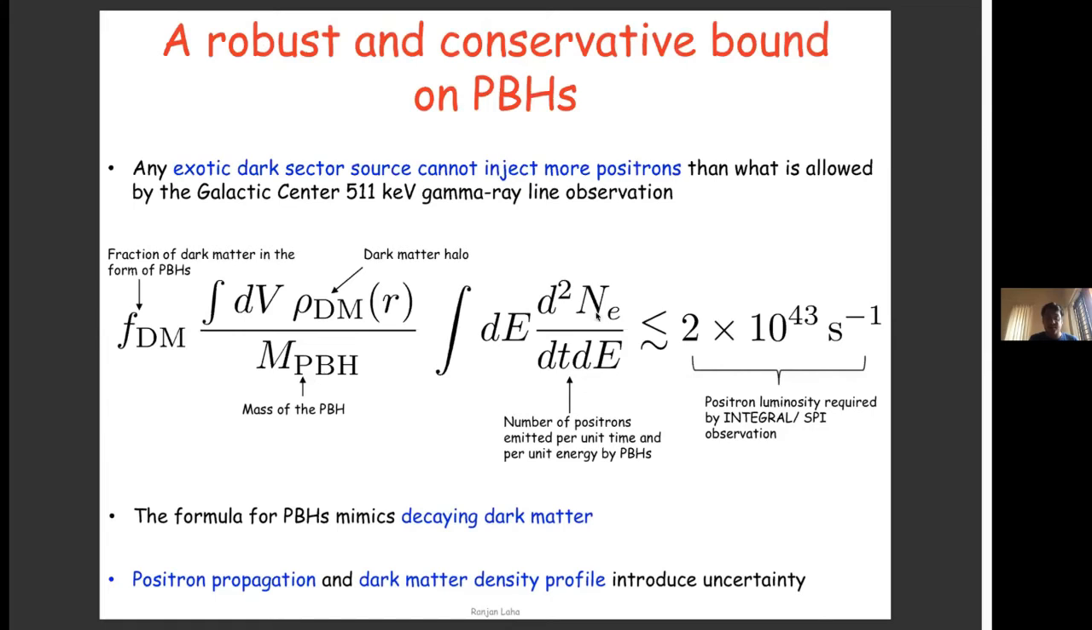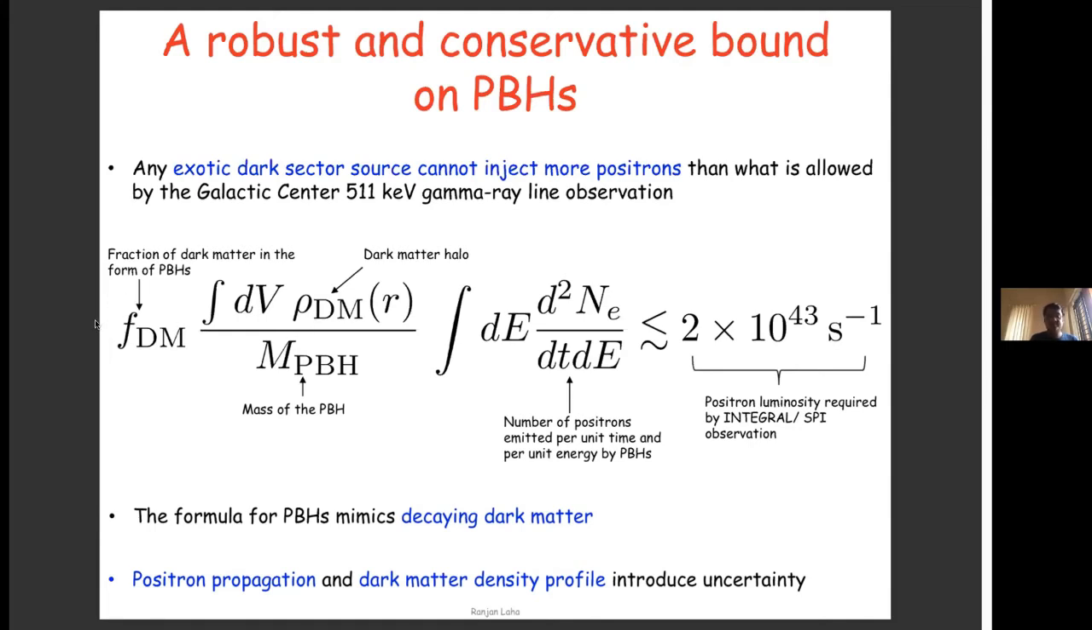So we can try to calculate this by using this simple formula. This is again the spectrum of positrons per unit time per unit energy. You integrate over the relevant energy range. This expression gives you the total number of primordial black holes in your field of view. So this is the dark matter halo density. This is the mass of the primordial black hole. This is the volume. And then you multiply by the fraction of dark matter in the form of primordial black holes. And you simply want that this expression must be less than 2 times 10 power 43. And from this, if you know all of these, you can find f_DM.